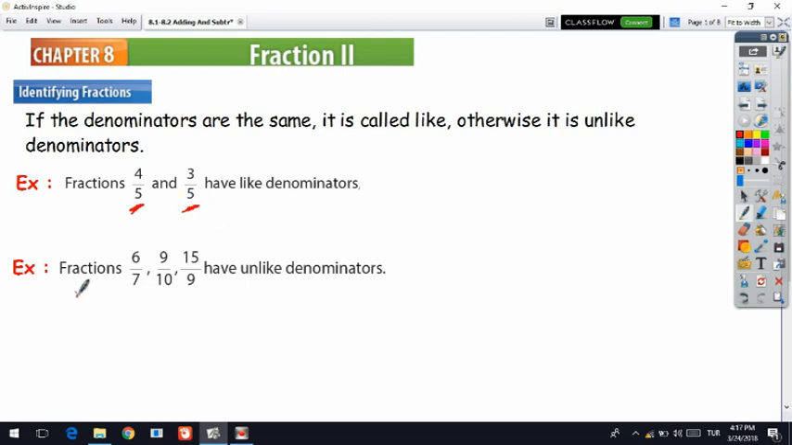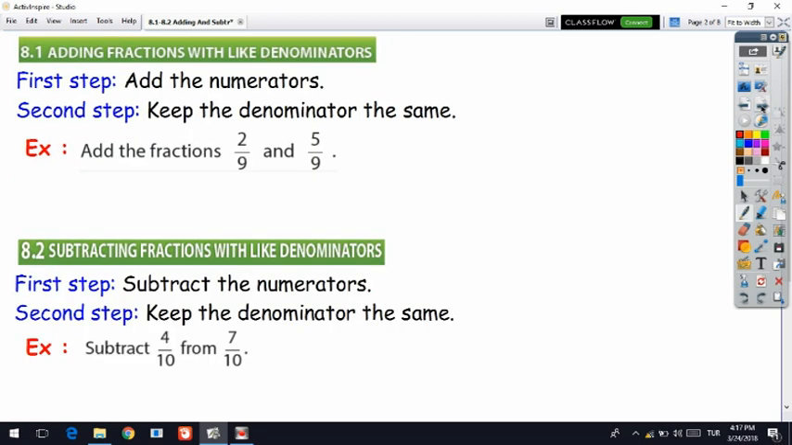Okay, another example. Fractions 6 over 7, 9 over 10 and 15 over 9 have unlike denominators. Why? Because 7 is not equal to 10, which is not equal to 9. That's it. Okay, now let's see next.